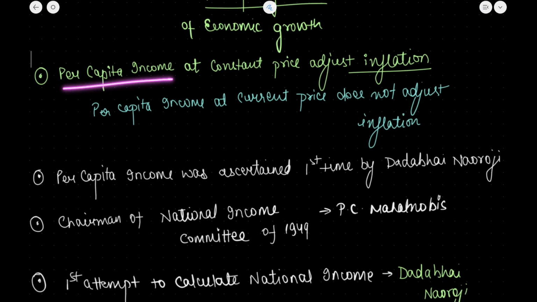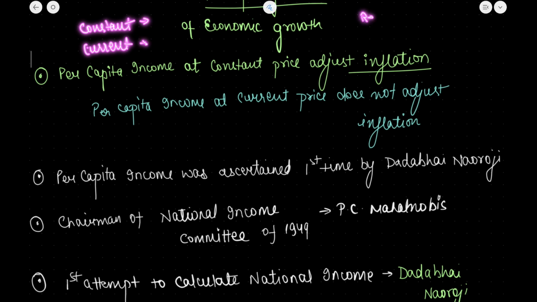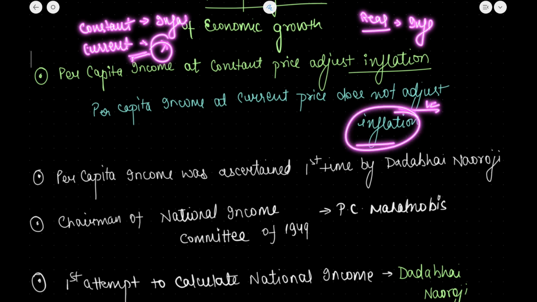Now, per capita income at constant prices. See, again, there is a concept of constant and current, which is similar to that of real and nominal. Real income, I already told you, is adjusted for inflation. Similarly, in constant prices, the prices are adjusted for inflation, whereas current prices are not adjusted for inflation. That is what the concept is.